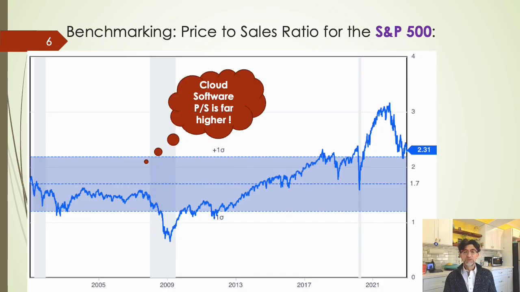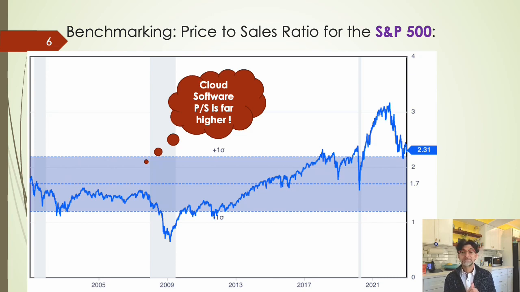So now that we know what the assumptions are, how risky they are, how should we benchmark crypto? Well, I already said that they're risky and they're more volatile. So just think about that. And they're growing quickly. So maybe they should have a higher price to sales than the S&P. So what is the S&P price to sales? It's over 2 times, which to me is pretty high.